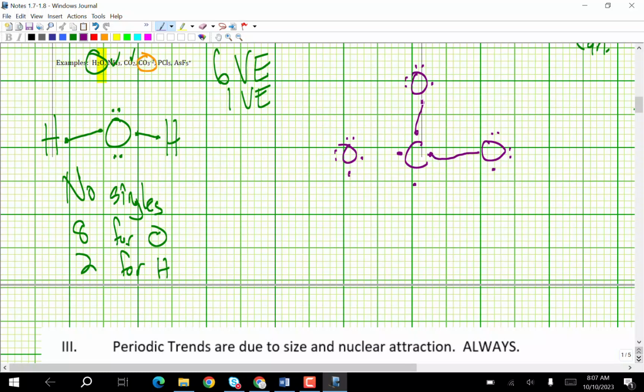Connect the dots. Okay, I see a double bond. Okay, so now this one is tricky. All right, I'm going to make my double bond look prettier here.